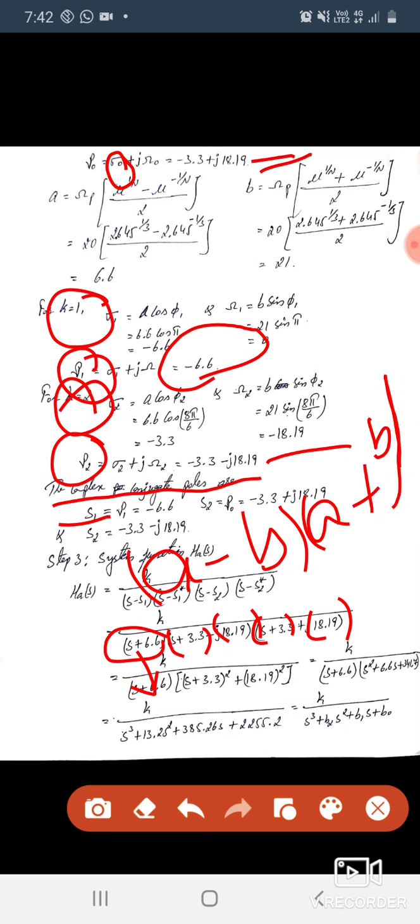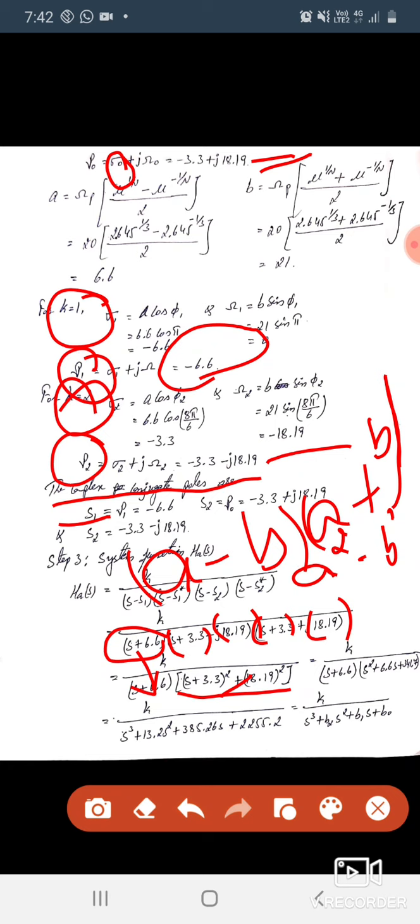Okay, A plus B. What is the equation? A square minus B square. Same thing we are using here. A is S plus 3.3 whole square, plus B is here J square, you will get minus of minus plus, for that reason here it's a plus 18.19 square.